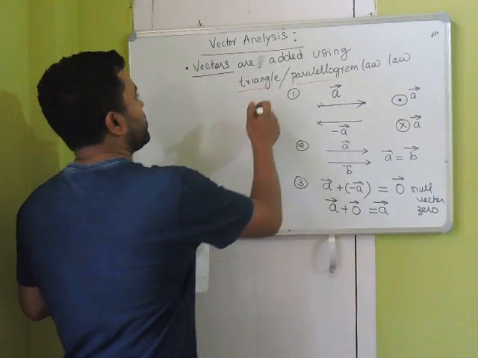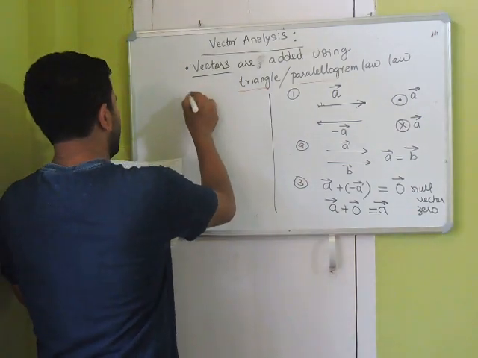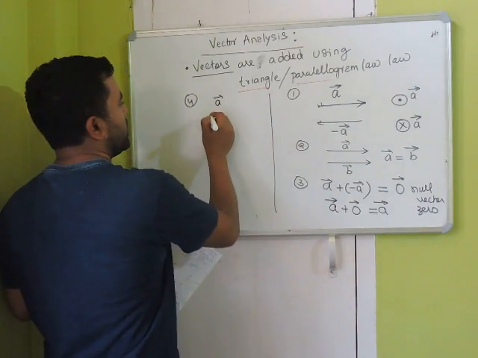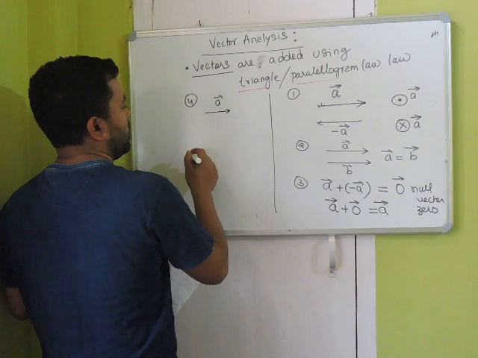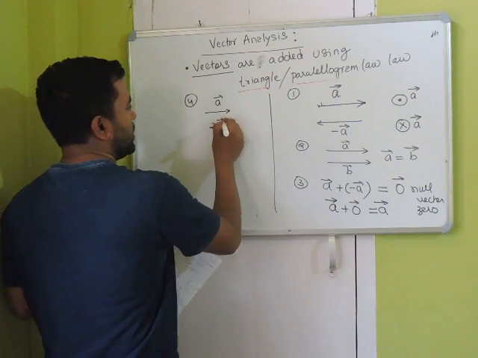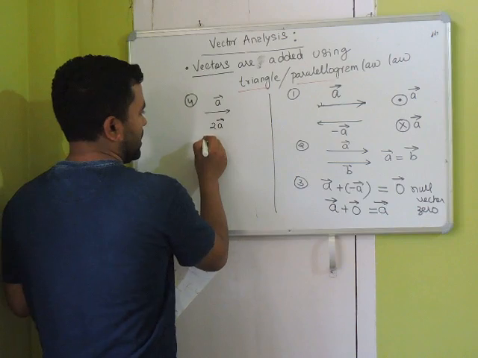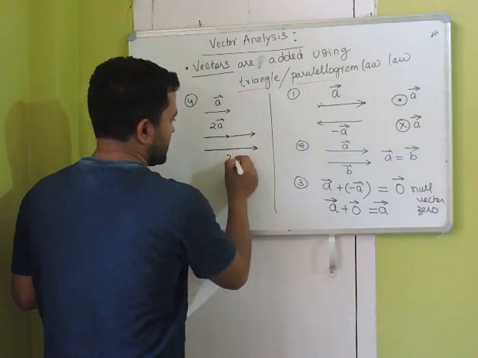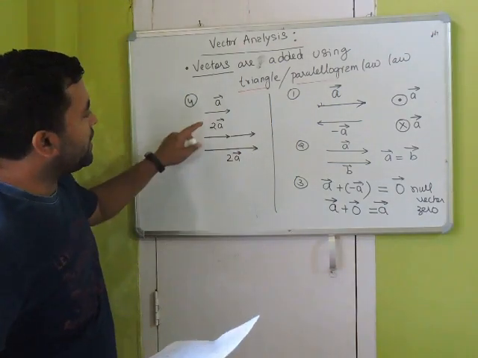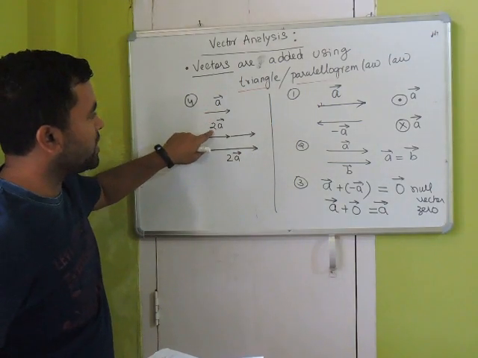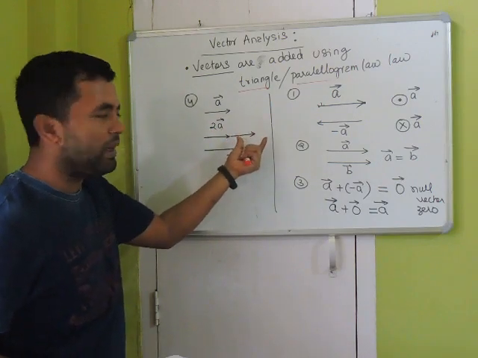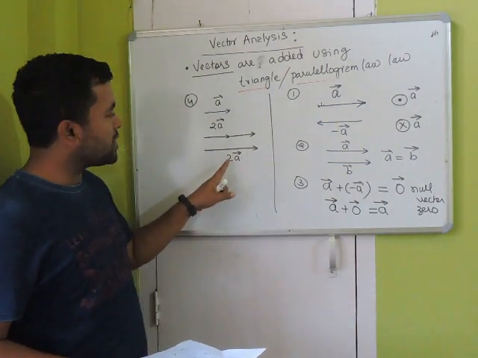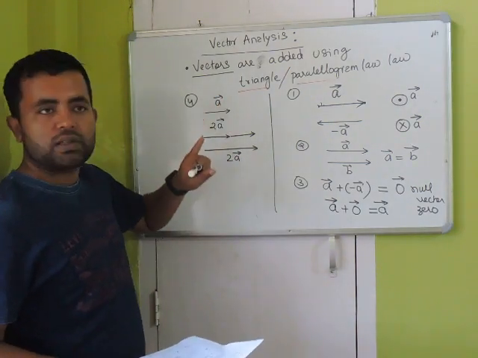Now fourth point is if I have a vector A, let us say this is vector A. What is the meaning of 2A vector? It means A plus A. So A vector is this. What is the meaning of 2A? You draw A and A, then you connect them. This is 2A vector. So 2A vector has same direction, but it is twice bigger than the first vector.